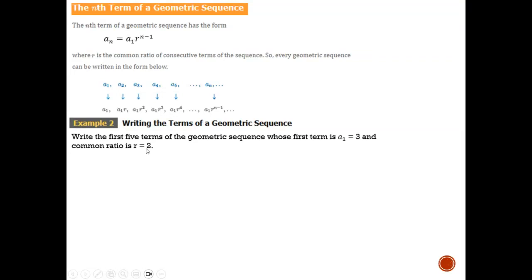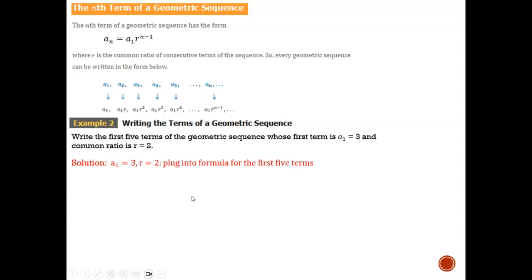If you know the ratio is 2, that means you're multiplying times 2 each time to get the next term. So 3 times 2 is 6. That's the next term, and then you do that times 2, which is 12, and that one times 2 is 24, so on and so forth.